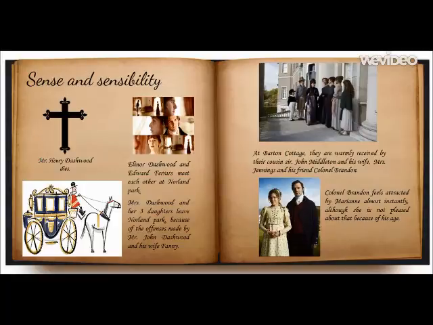The story begins when Mr. Henry Dashwood dies. Then, it tells about how Eleanor Dashwood and Edward Ferrars meet each other at Norland Park. After some weeks, Mrs. Dashwood and her three daughters move to Barton Cottage, where they are warmly received by their cousin Sir John Middleton and his wife, and by Mrs. Jennings and his friend Colonel Brandon, who is instantly attracted to Marianne, although she is not pleased about that because of his age.